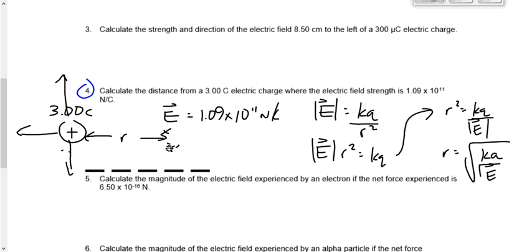Now, I think the math on this is pretty straightforward, relatively speaking. We stub our numbers in there. Don't forget to square root. And we get a value for R of 0.497 meters. Look, you've got the field strength 0.497 meters away from this charge. This charge can't experience that field strength 0.497 meters away from it. It's got to be producing that field.